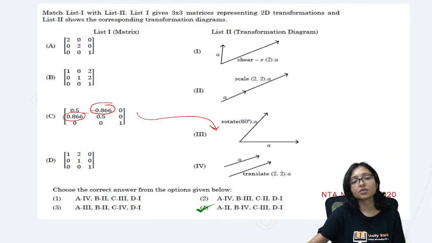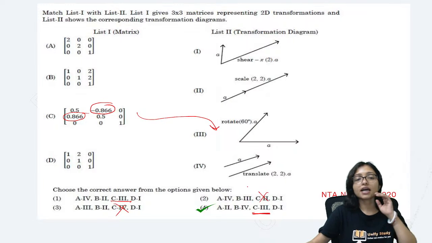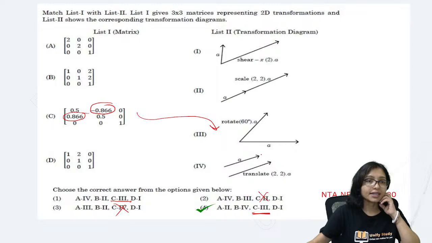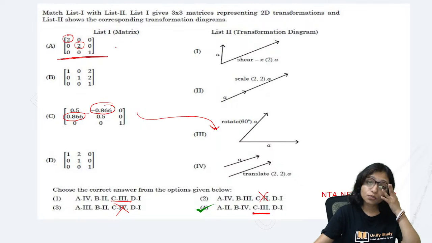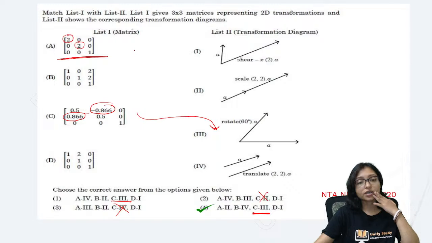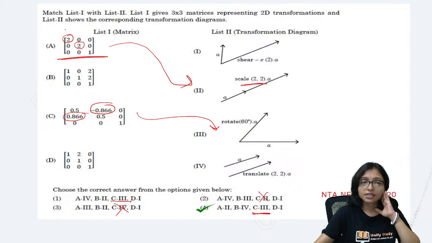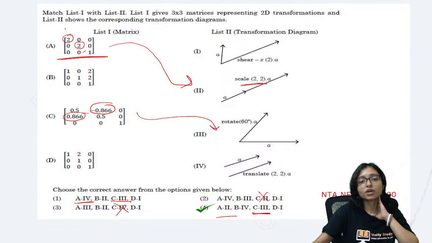So C will definitely be with 3. So here I can see with 3 here also. This one is not possible, this one is not possible. After that I have to check what A can match with. Here I can see this is also 2, this is also 2, right? So it is a matrix where x is increasing and y is also increasing, that is definitely scaling. Here you can see the scaling is 2 and 2. This is Sx, this is Sy. It is the scaling matrix. So A will be with 2 here. Here is A with 4? No, A will not be with 4.